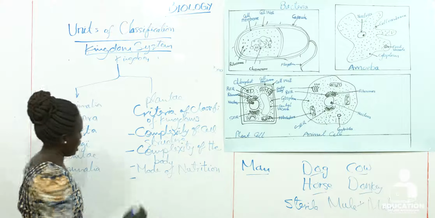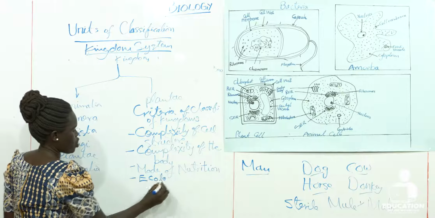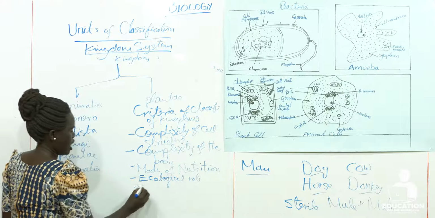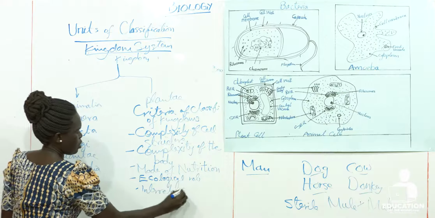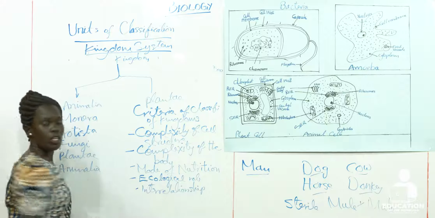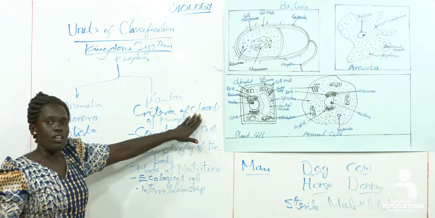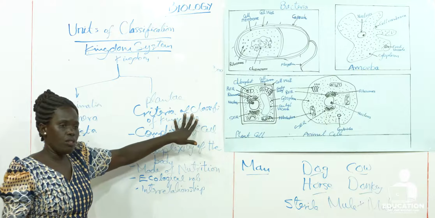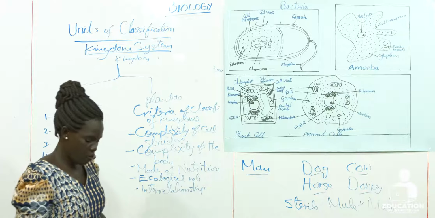Lifestyle or ecological role, then interrelationship. These are the criteria of classifying living organisms into 5 kingdoms.